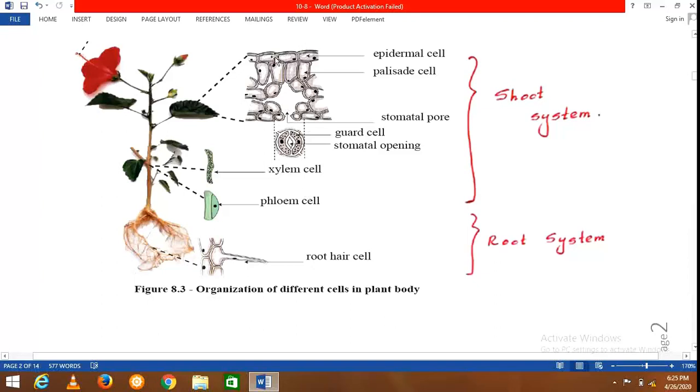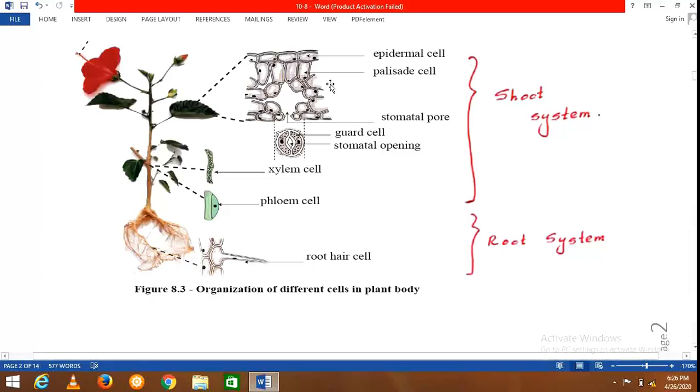Here the epidermal cells are shown, palisade parenchyma cells, spongy parenchyma. Then here the stomatal pore is shown, and they have shown how the stomatal pore is made. There are 2 guard cells. In between the 2 guard cells, there is the stoma or the stomatal opening. So this is how the plant body is made out of cells, tissues and systems.